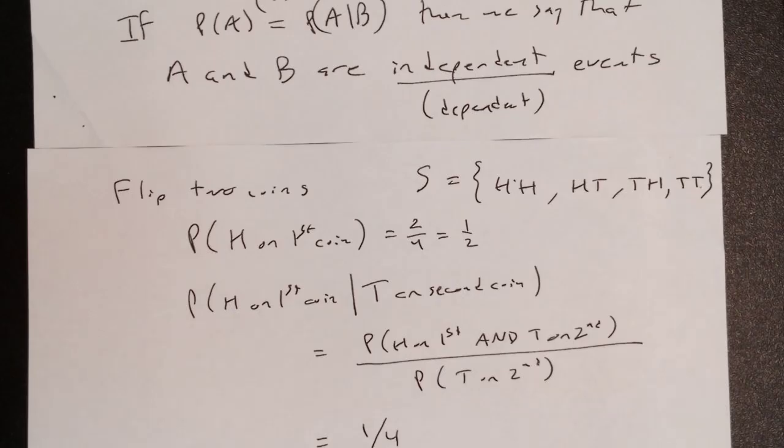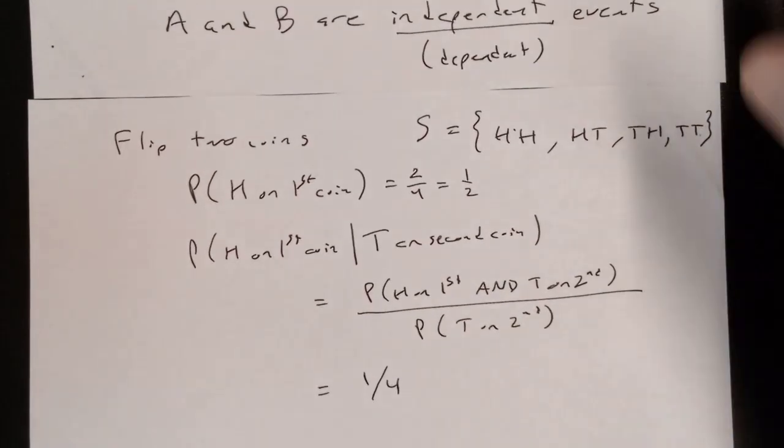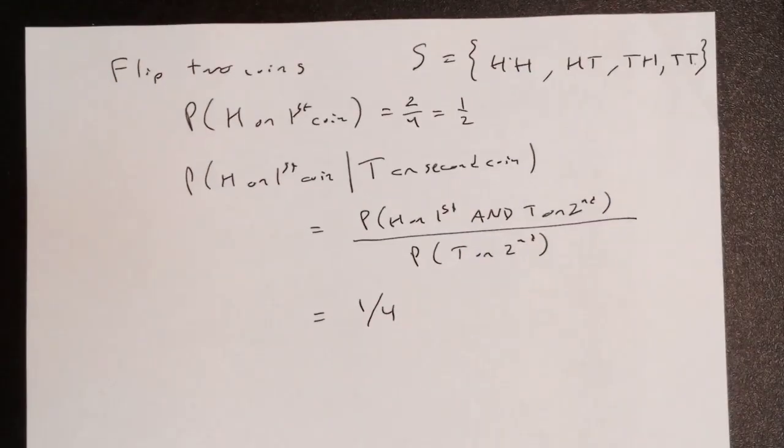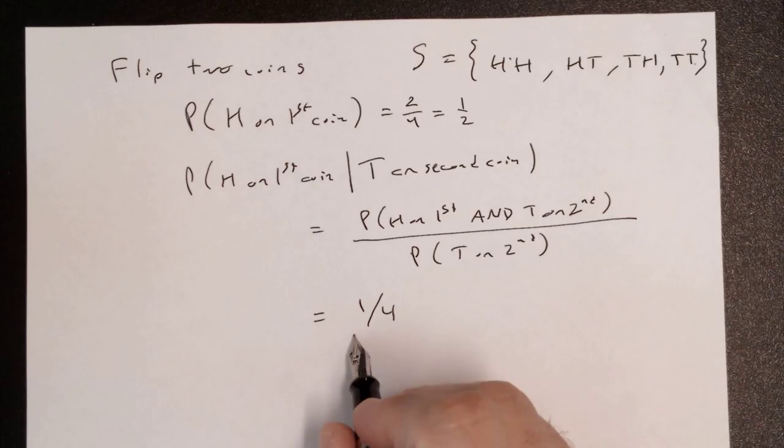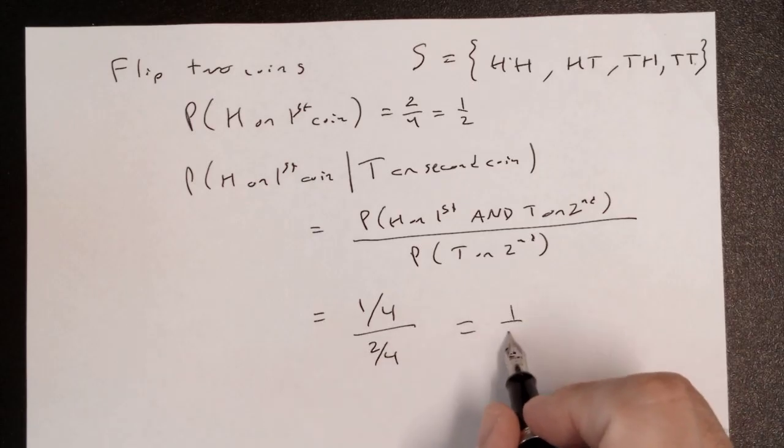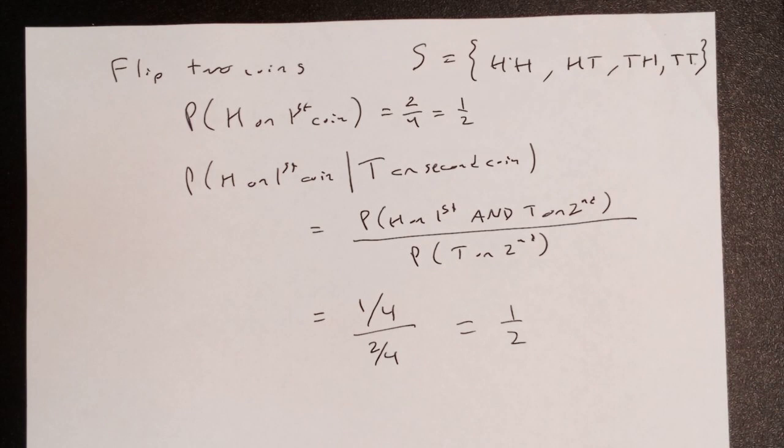But how many of them have a tail on the second? Aha. HT and TT. But that simplifies to be the same thing, right? So these events are independent of one another. Having the additional knowledge did not gain me any change in my chances. I like independent events because when my events are independent, I can just multiply directly.